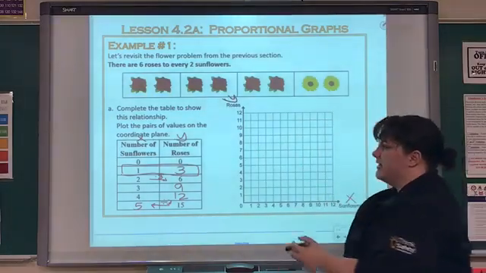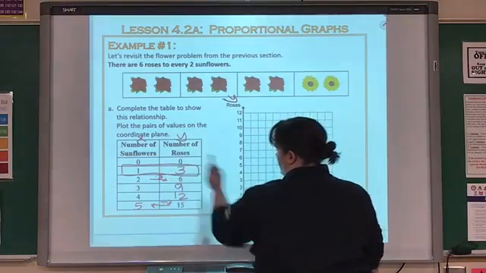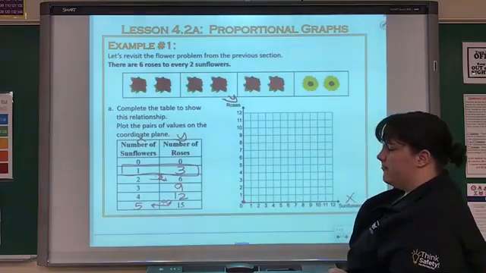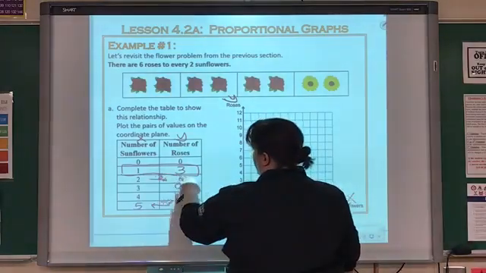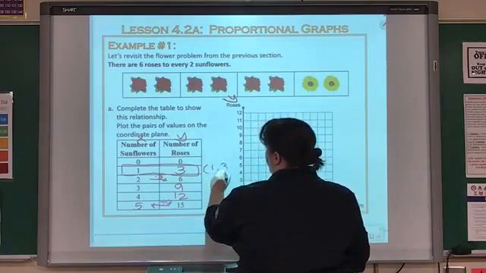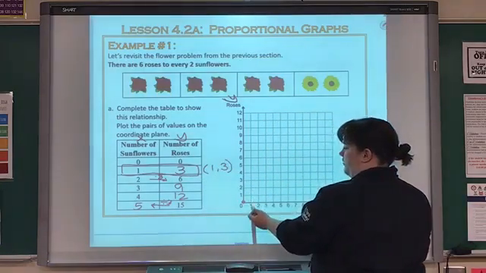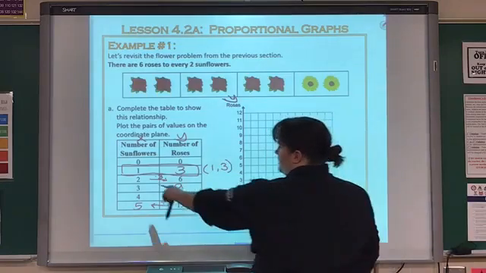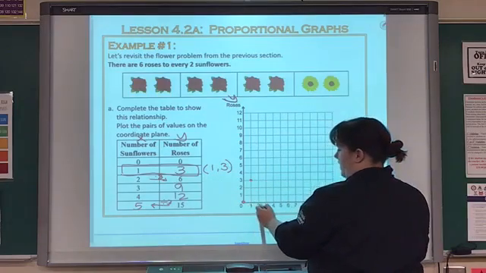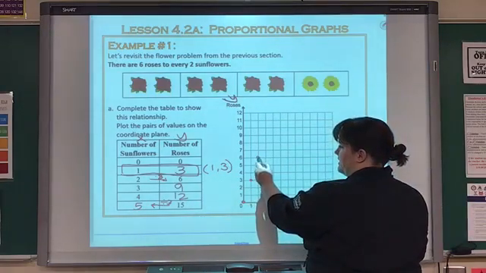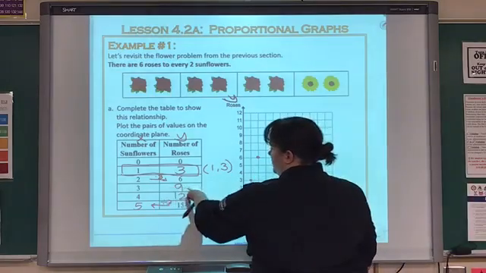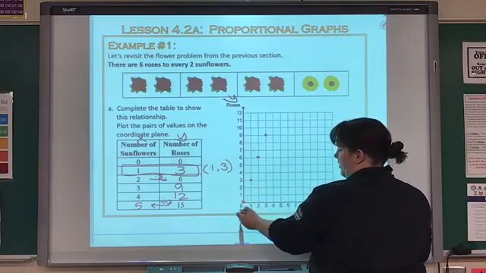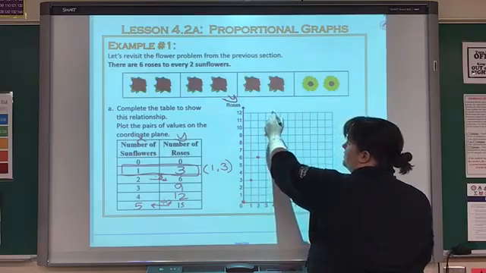So the way that we work this is I have 0 x and 0 y. That means my point is going to be right here at the origin. Then I have 1, 3. My coordinate point would look like this. And I would go to the right 1 and up 3. My next point is 2, 6. So I would go to the right 2 and up 6. My next point is 3, 9. So I'm going to go to the right 3, up 9. And my final point, to the right 4, up 12.